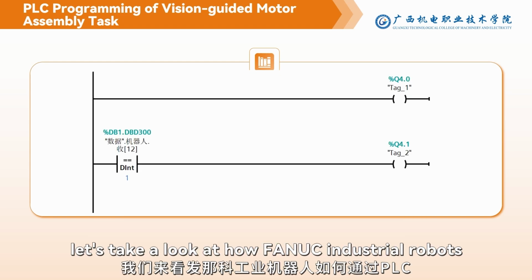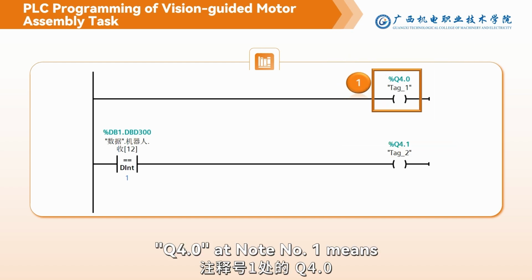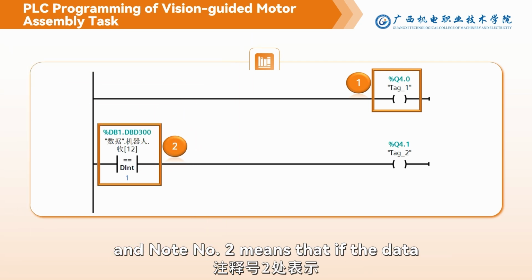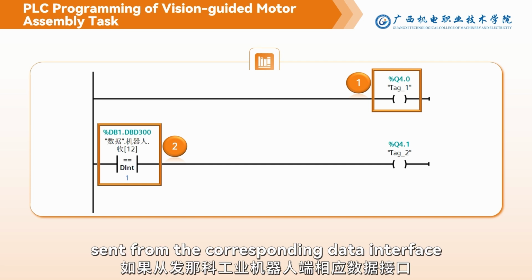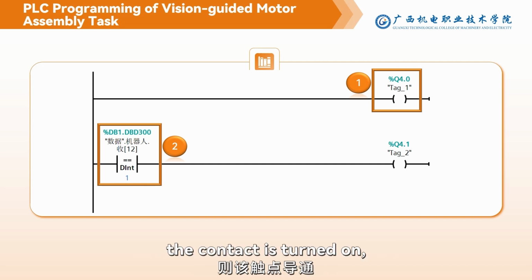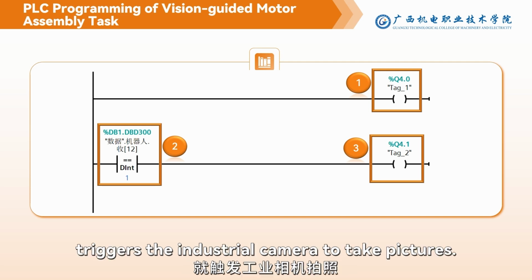Then, let's take a look at how Fanuc industrial robots control industrial cameras to take pictures through the PLC. Q 4.0 at note number 1 means that the industrial camera is in a ready state, and note number 2 means that if the data sent from the corresponding data interface of the Fanuc industrial robot is 1, the contact is turned on, and Q 4.1 at note number 3 triggers the industrial camera to take pictures.